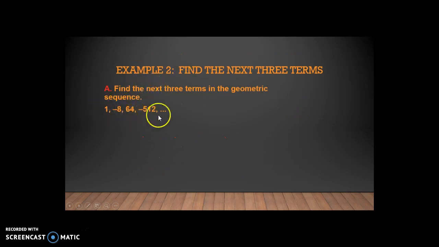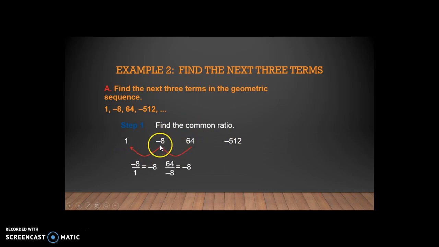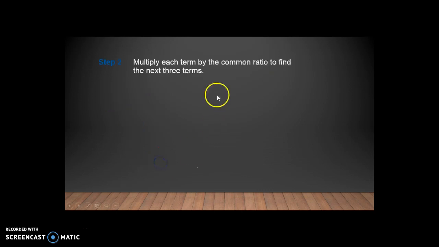All right, so again, we're still given a sequence. It's telling us geometric, so we should be dividing each term by the previous term to figure out what that common ratio is. So we write it out and check. -8 divided by 1 is -8. 64 divided by -8 is -8. And -512 divided by 64 is -8. So we found our common ratio. It's -8.